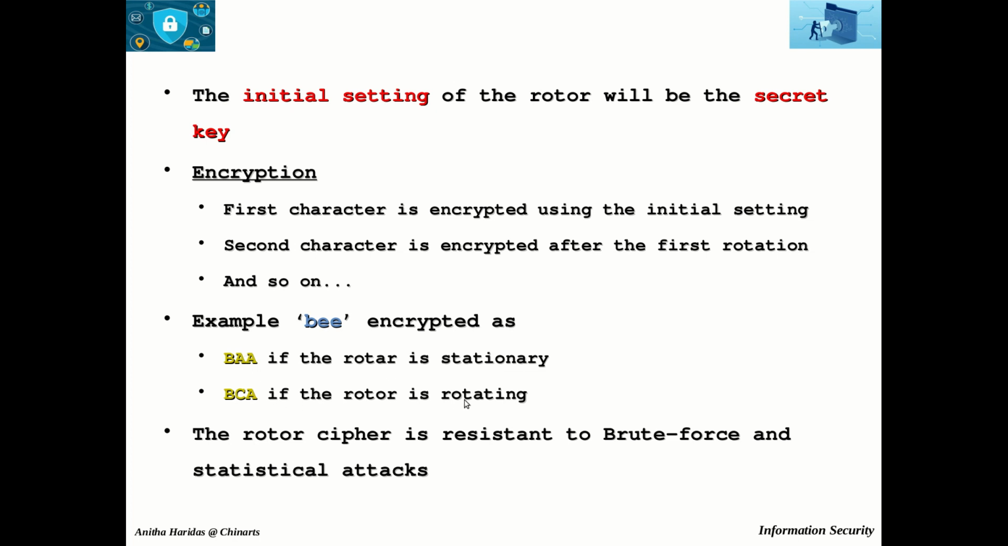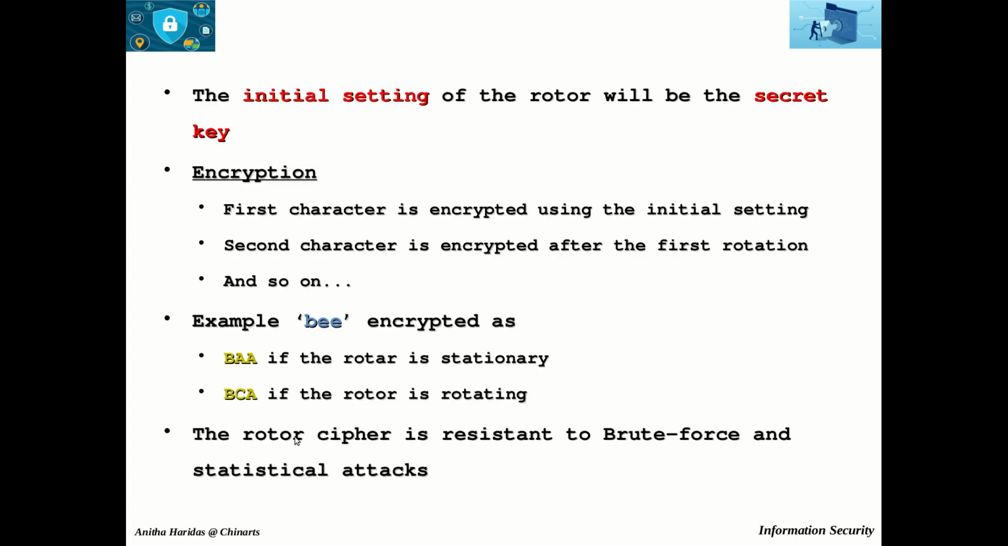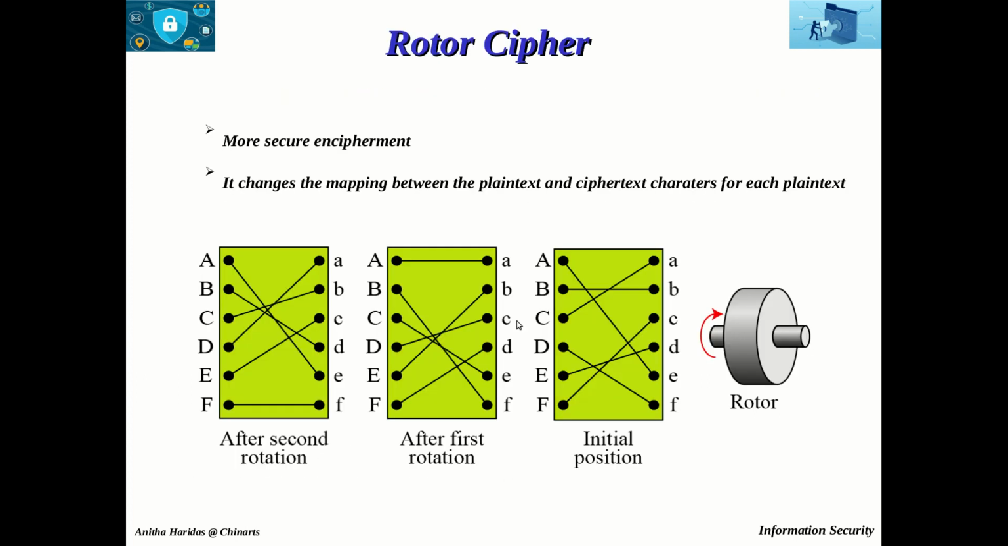But if it is being rotated, what will we do? The first character will be encrypted using the initial position. The second character will be encrypted after the first rotation. The third character will be encrypted after the second rotation. So what happens now? In the initial position, the first character is B, so it will be encrypted to capital B.